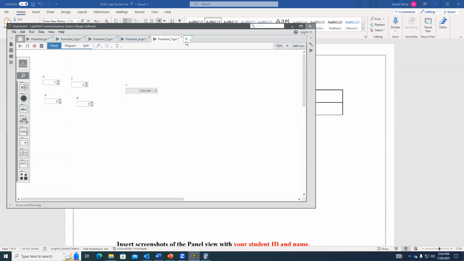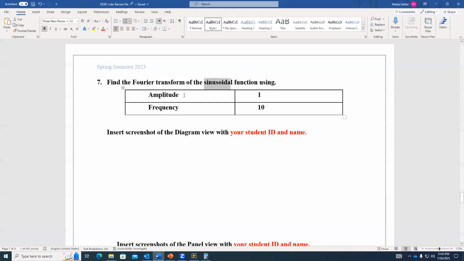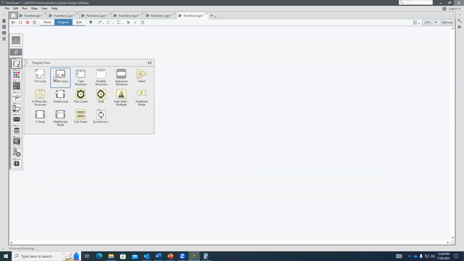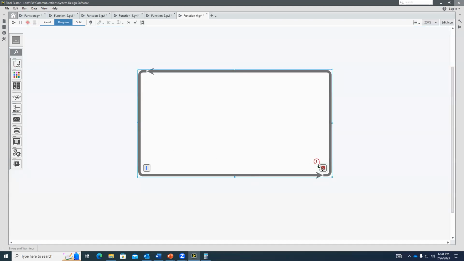Okay, you go to new VI, make it 200%. Okay, go to the diagram. I have to make the Fourier transform. For this I need a while loop again. When you have a while loop, press stop. Now for the Fourier transform, I need a wave generator.